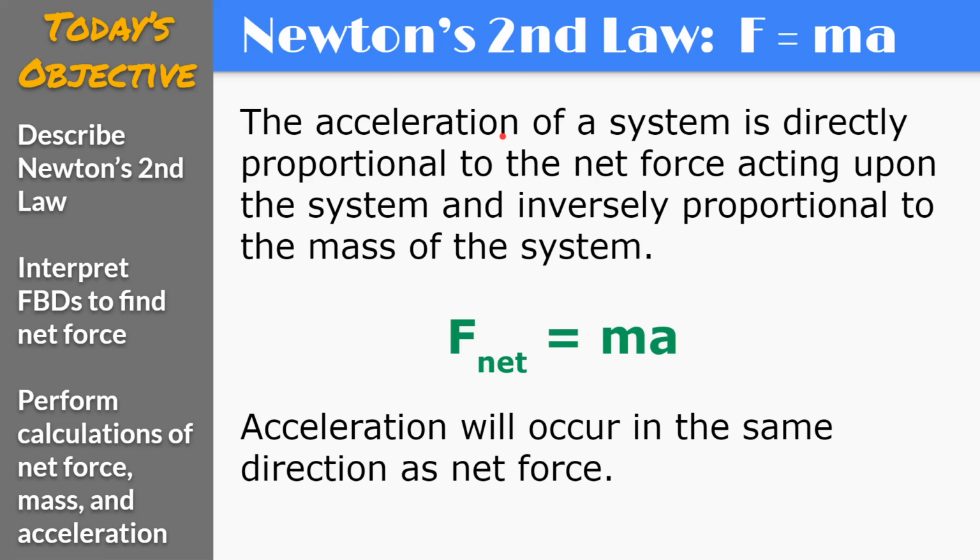You can see them by looking at the equation. F net equals mass times acceleration. And then as a little note, you might want to write this down, but acceleration is also a vector, as is force, and so your acceleration will occur in the same direction as your net force. If you have a net force to the left, your acceleration will be to the left. If your net force is down, your acceleration will be down. If you don't have a net force, you don't have acceleration. Okay, but your acceleration will occur in the same direction as your net force.